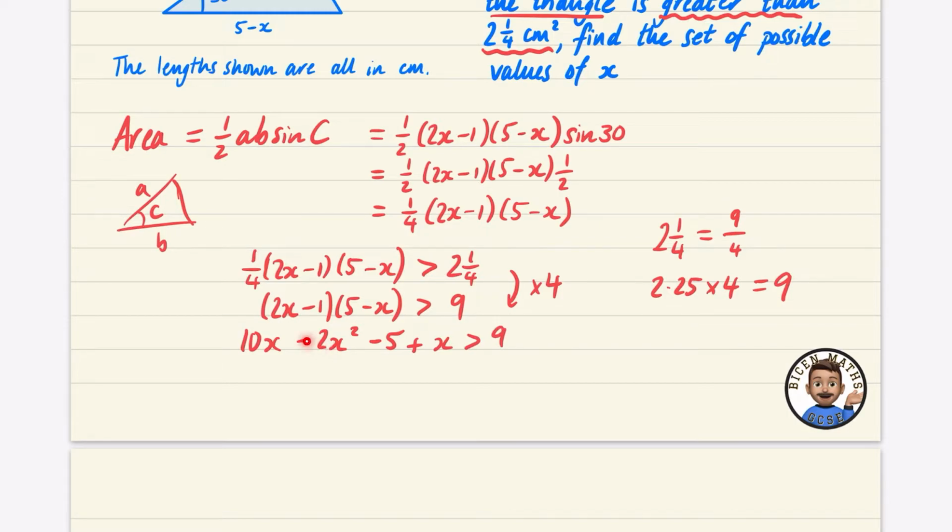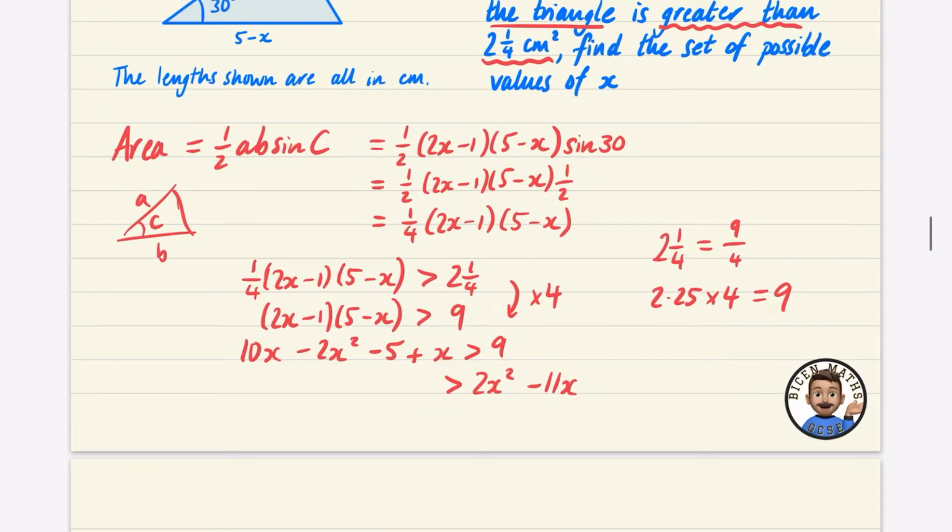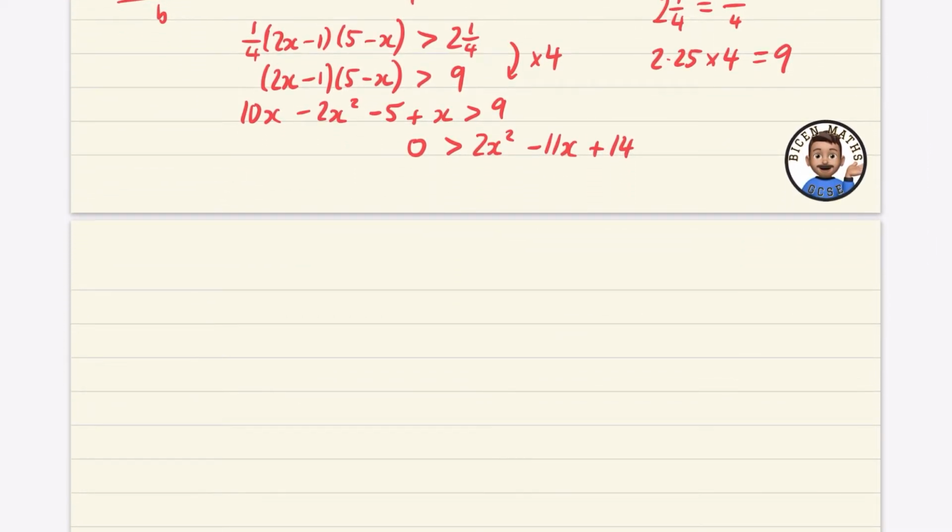Now, I usually like to have quadratics where this thing is positive, so I'm going to put all of the stuff on this side of the inequality. So I'm going to put the 2x squared over there, and I'm also going to subtract this 10x and this x, that's 11x, so when it goes over there, it's going to be minus 11x. And then I've got the 9 and the 5 over here, so I'm going to add the 5 and I get 14. Now that I've got to this stage, I need to think of how I might be able to factorize this equation. So I've got 0 equals 2x squared minus 11x plus 14.